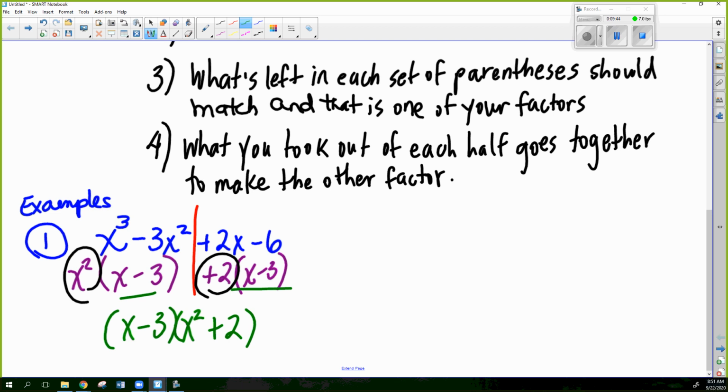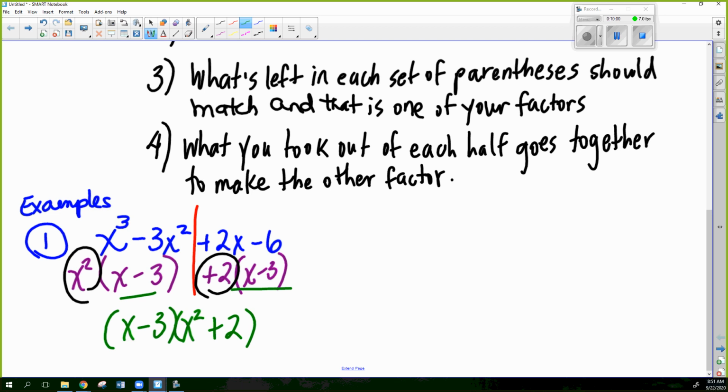Do you guys remember doing this before? Especially if you took data? Did you take data? No. Okay, so yeah, you probably didn't do this in Algebra 1. That's why I wanted to go over it as if it's new to everybody.